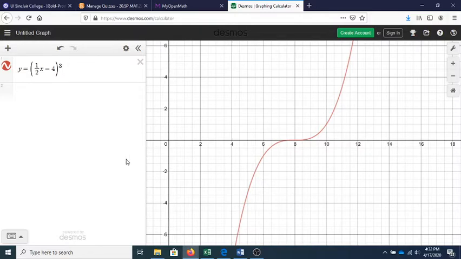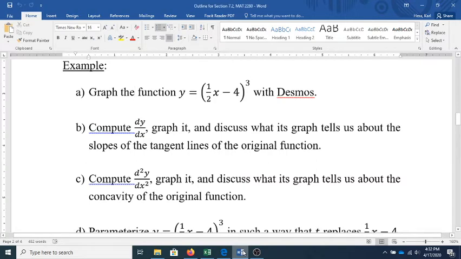Now, let's find its derivative. That's going to be part B. Part B: find dy/dx, graph it, and discuss what its graph tells us about the slopes of the tangent lines of the original function.